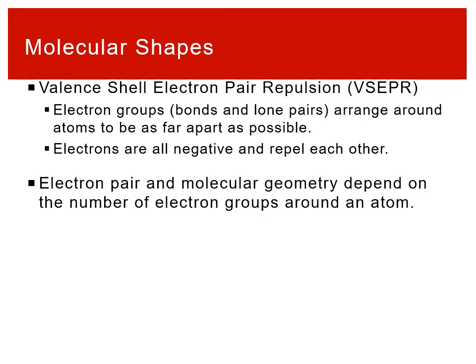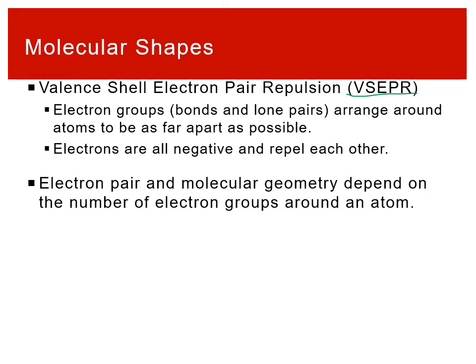So where do these shapes come from? The shapes are described by what's called valence shell electron pair repulsion. It's pronounced VESPR. I know that swaps the E and the S, but we call it VESPR. And the idea of VESPR is that electron groups arrange around atoms to be as far apart as possible.